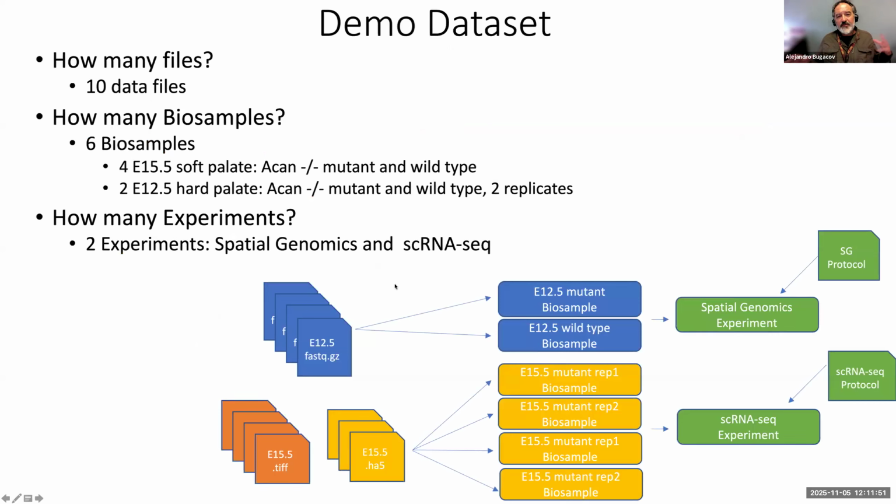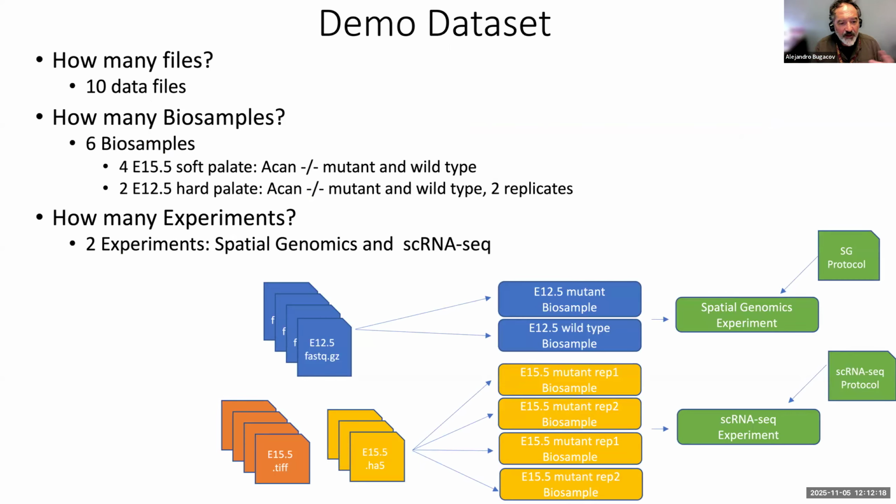So, for example, let me talk very briefly about the data set that we'll try to construct now. So, for example, how many files? I will show you how we can create a data set with 10 data files that correspond to 6 biosamples. So I have 4 E15.5 soft palate biosamples, so data that comes from these biosamples.